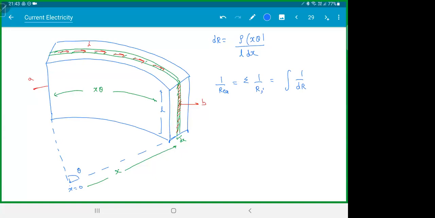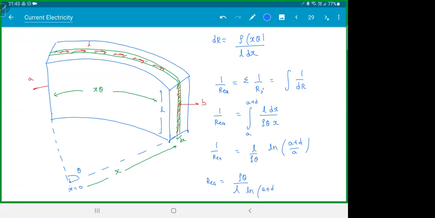So you have to integrate integral 1 by dr. So that would be integral 1 by dr will be L dx by rho theta into x. Limits will go from a to a plus d. This will give you 1 by R equivalent. This would be L by rho theta ln x, which will be a plus d by a. Now you have to invert it. So R equivalent will be rho theta by L into ln a plus d by a.